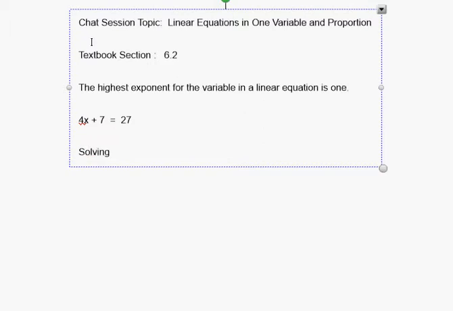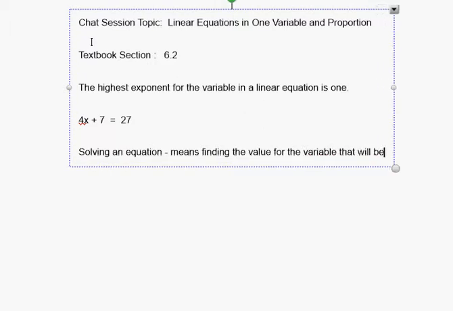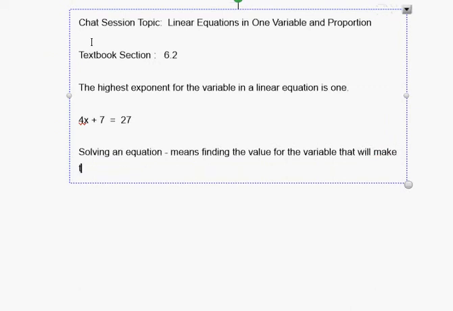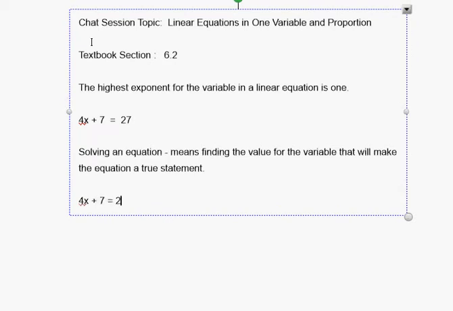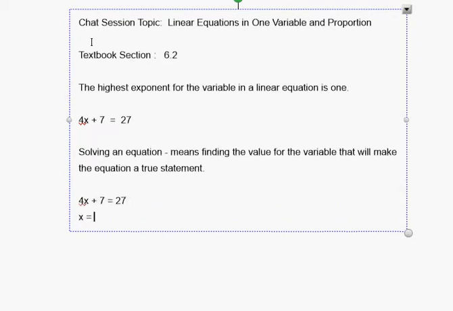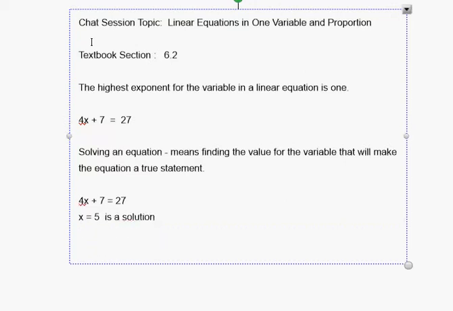Now, solving an equation means finding the value for the variable that will make the equation a true statement. So like for 4x plus 7 equals 27, x equals 5 is a solution because 4 times 5 is 20 and 20 plus 7 is 27.